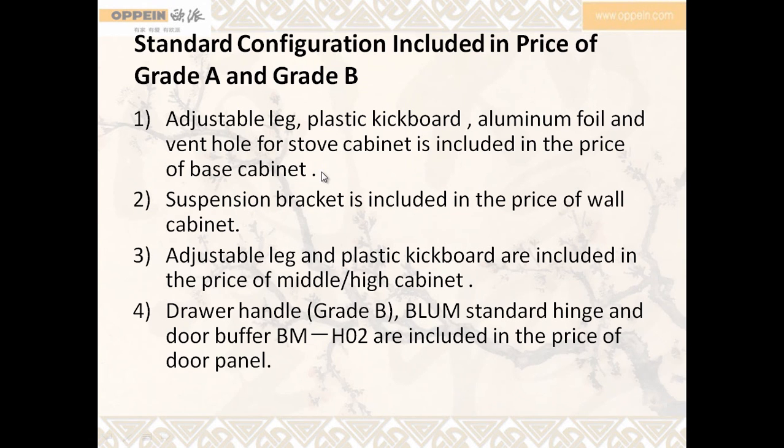1. An adjustable leg, plastic kickboard, aluminum foil and vent hole for stove cabinet are included in the price of base cabinet. 2. Suspension bracket is included in the price of wall cabinet. 3. An adjustable leg and plastic kickboard are included in the price of middle or high cabinet. 4. Drawer handle, grade B, balloon standard hinge and door buffer BM-H02 are included in the price of door panel.